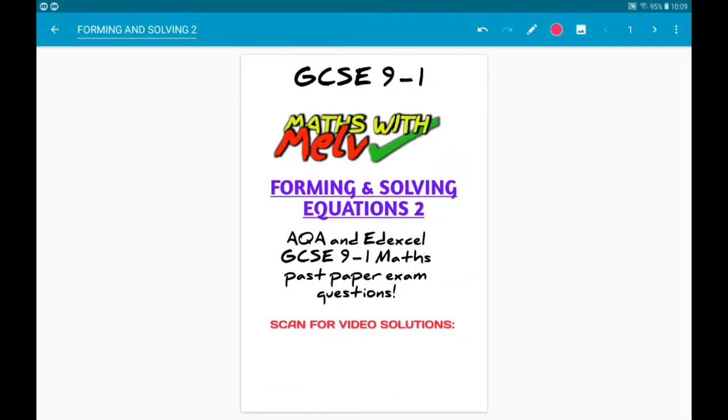Okay then, so these questions are all quite big. They're all 4, 5 or 6 marks. The first 4 questions are suitable for foundation and higher. The 5th question is higher only.